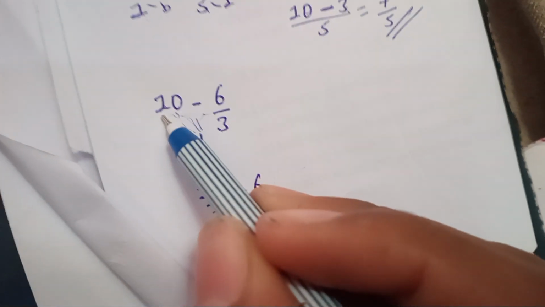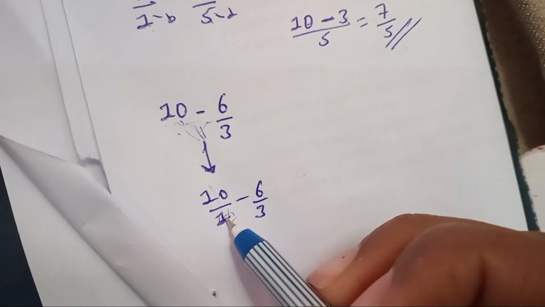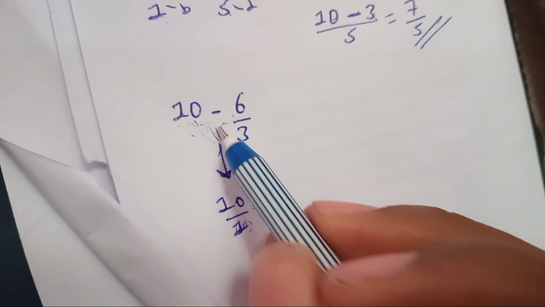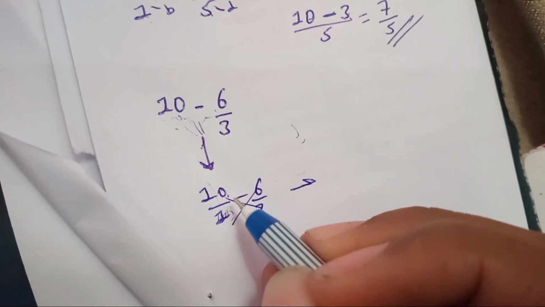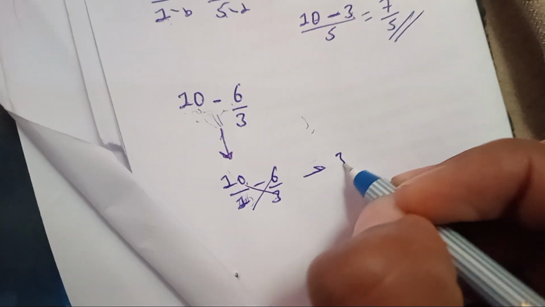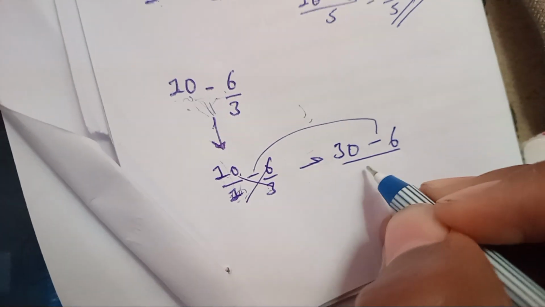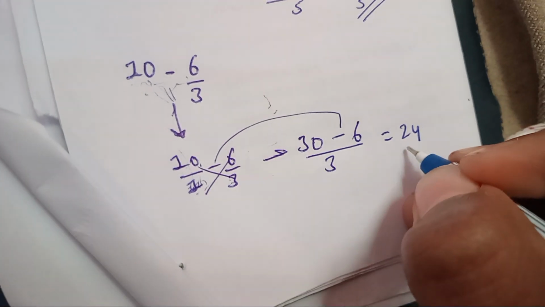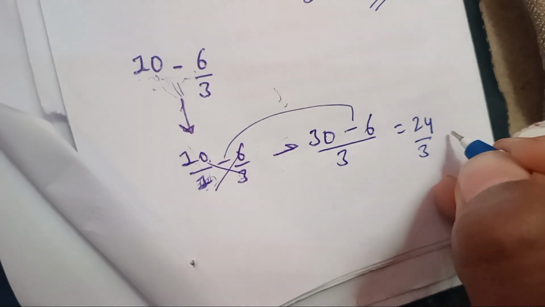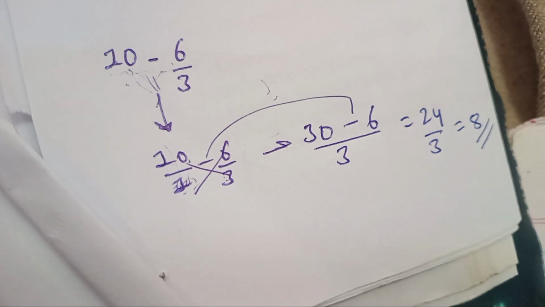For example, 10 equals 10 over 1, and 10 over 1 means 10. So 10 is equal to 10, and 6 over 3 stays the same. Minus, so solve this one. Cross multiply: 10 times 3 is 30, minus 1 times 6, which is 6, over 1 times 3, which is 3. 30 minus 6 is 24, so 24 over 3 equals 8. So our answer is 8.